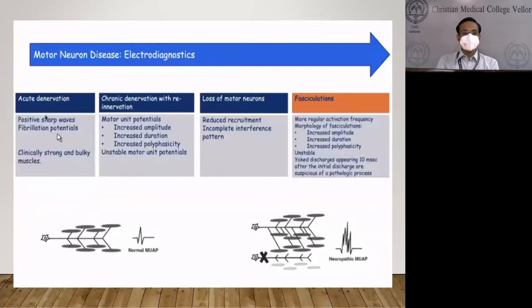The acute denervations are characterized by positive sharp waves and fibrillations. The chronic changes are the changes in the motor unit action potential. As you can see, this is the normal motor unit action potential. Over time, with denervation and subsequent reinnervation, the motor unit becomes larger. The amplitude and duration of the motor unit increase, and the phases increase, becoming more polyphasic. These are the changes that indicate this is chronic, along with reduced recruitment patterns, and fasciculations, which we also see.